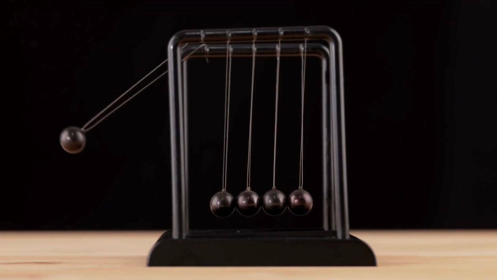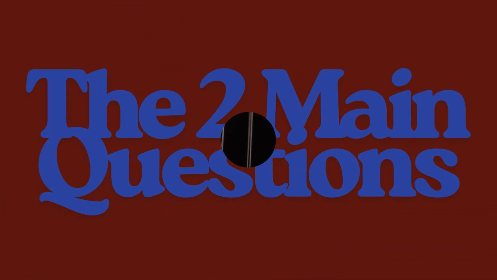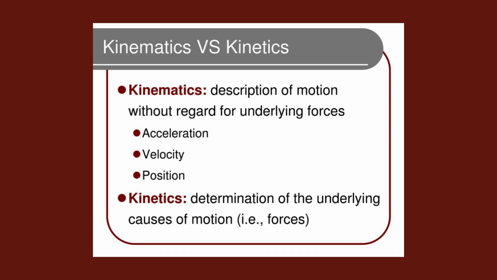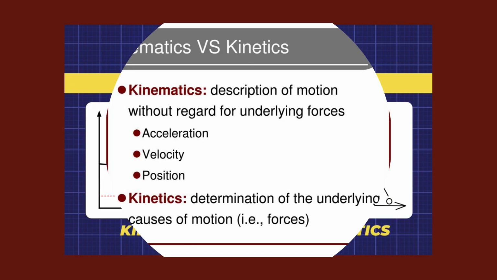Let's start with a simple idea. Physics has two main questions when it comes to motion: what is happening and why is it happening? Kinematics answers the what. It describes the motion. Kinetics answers the why. It explains the motion. Here is an easier way to picture it.